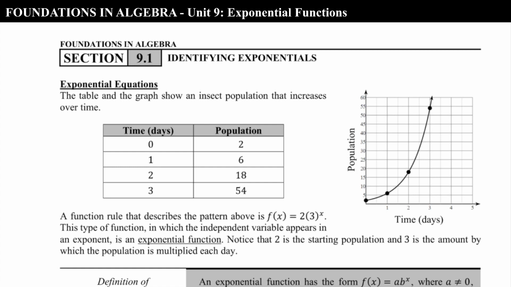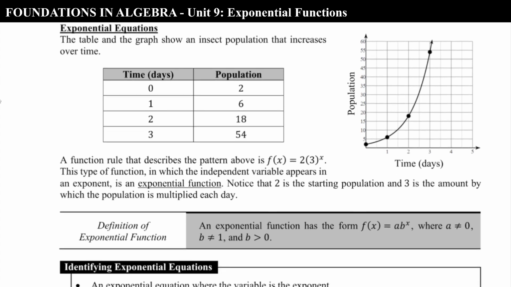This type of function in which the independent variable, or your x, appears as the exponent is called an exponential function. Okay, so notice that the 2 that you have out in front is your starting population, and 3 is the amount by which the population is multiplied each day, because 2 times 3 is 6, 6 times 3 is 18, 18 times 3 is 54. So we're going to keep revisiting this idea of where our starting value goes and where the amount we multiply by is positioned as well.